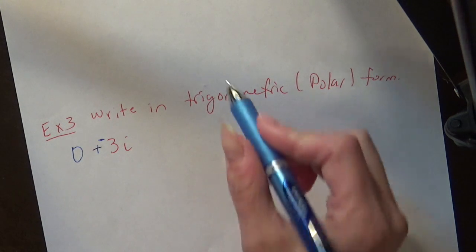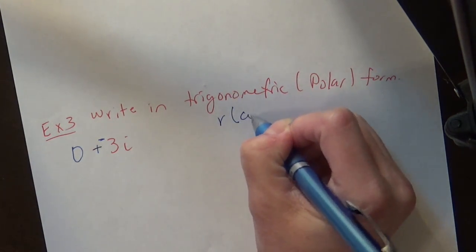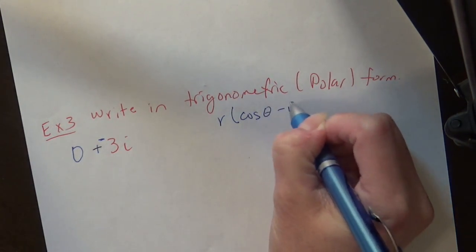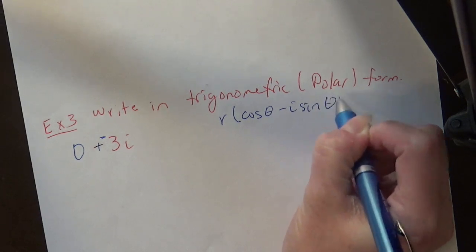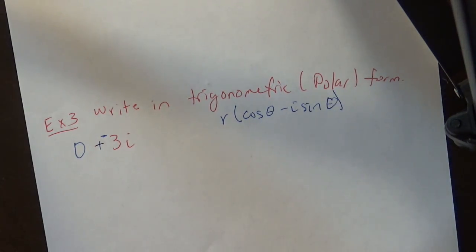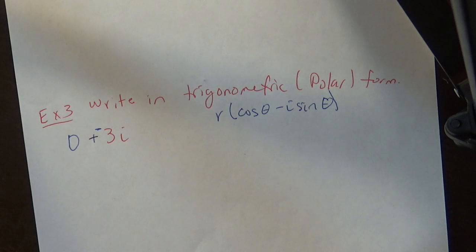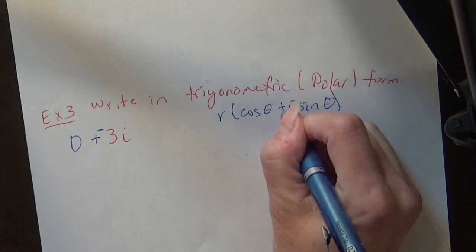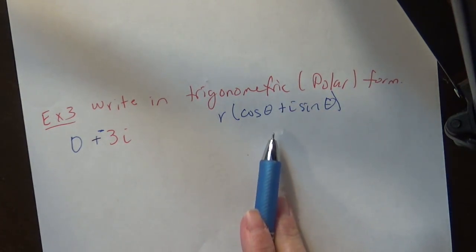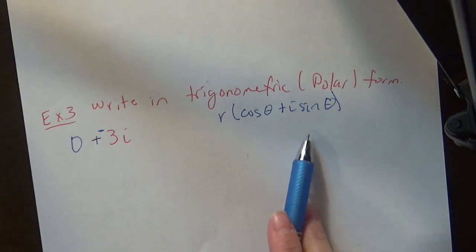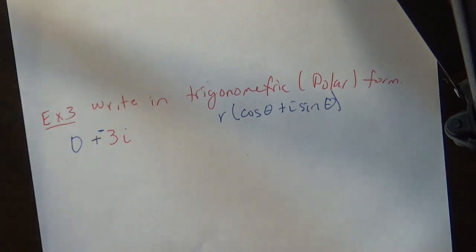Okay, so we're trying to write it as r times cosine theta plus I times sine theta. Okay, so that's what the polar form looks like. And I'm sorry, that should be plus. So r times cosine theta plus I times sine theta, that is our polar form.